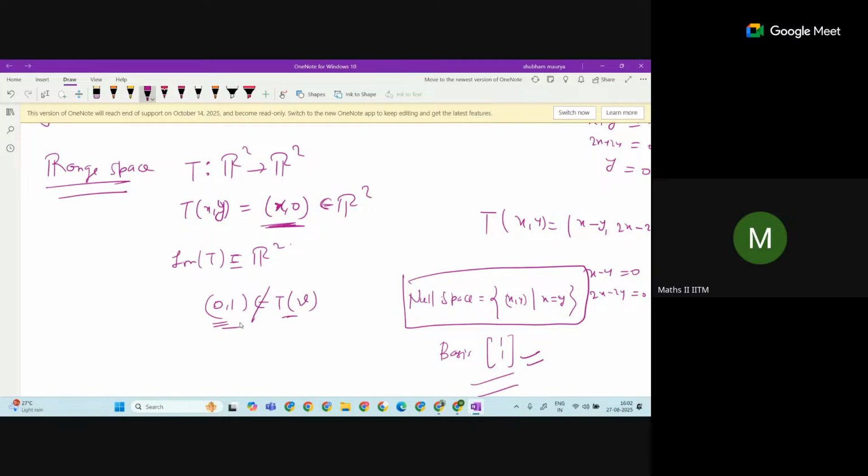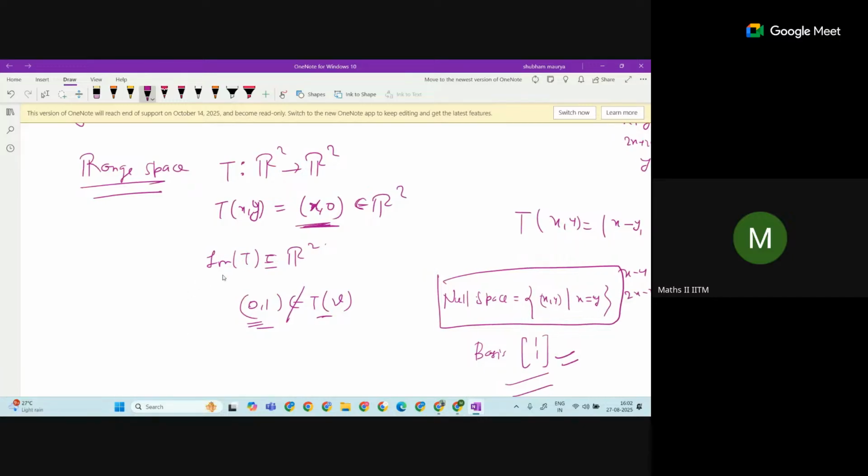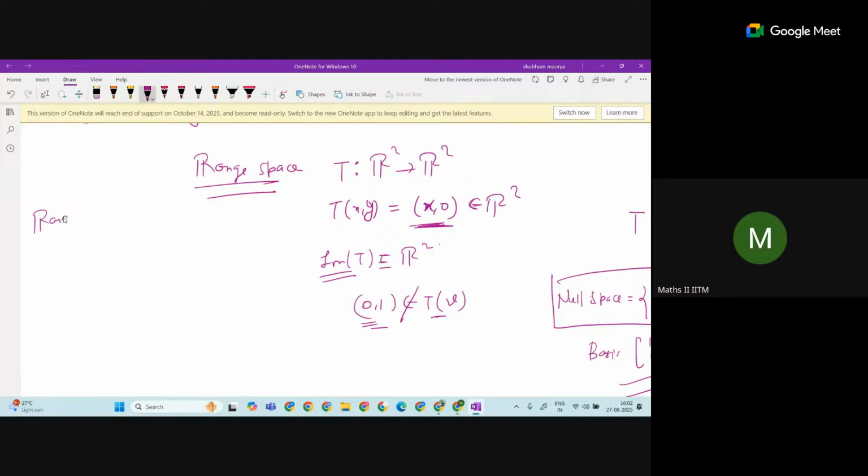So range space is actually the collection of images. Range space is nothing but T of the collection of vectors. If you just collect all the images, this will be a space. If it is a space, then it has a basis, and the number of elements in the basis is called the dimension of this space, and this dimension is called the rank.